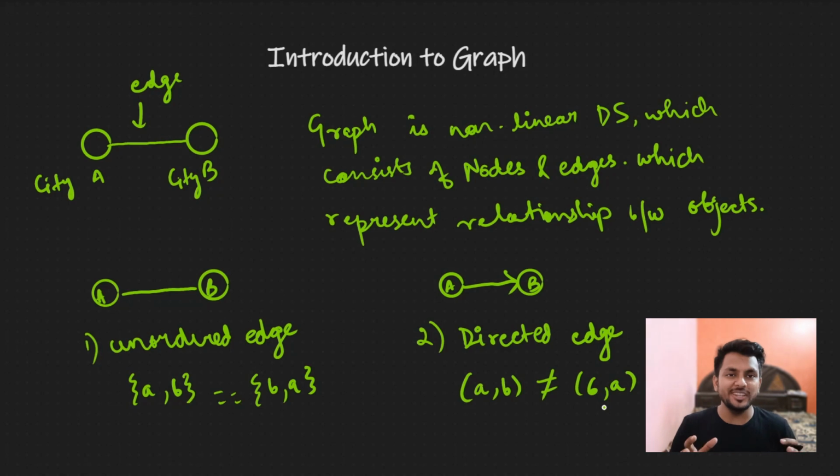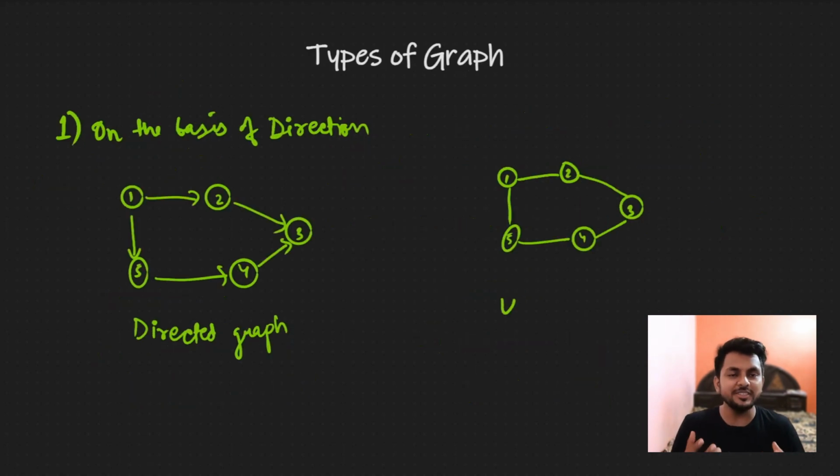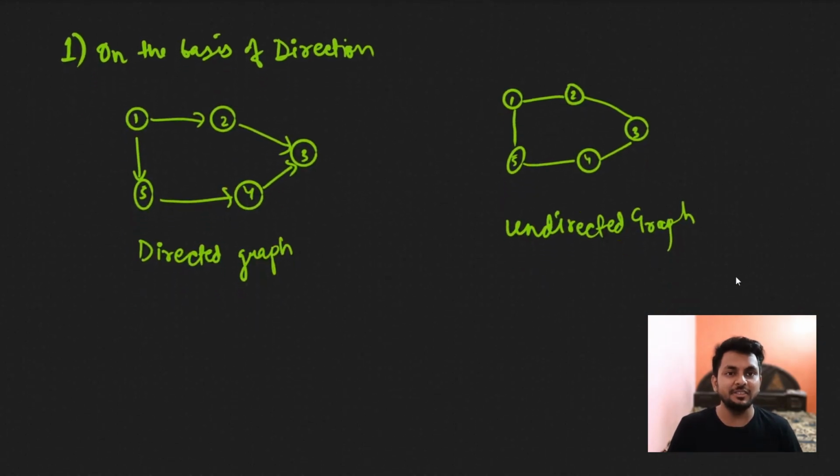So I hope you understand about the graph, node and edges. Now let's understand the types of graph. The very first type of graph is on the basis of what types of edges they have. If they have unordered or undirected edges, then it will be an undirected graph, and if it contains directed edges, then it will be a directed graph.